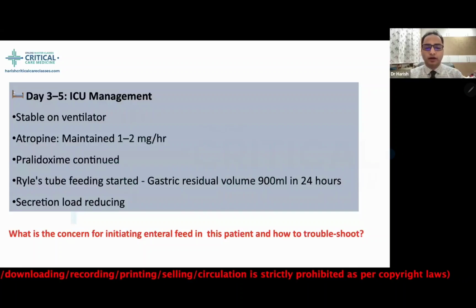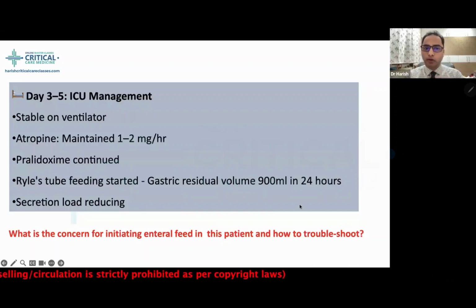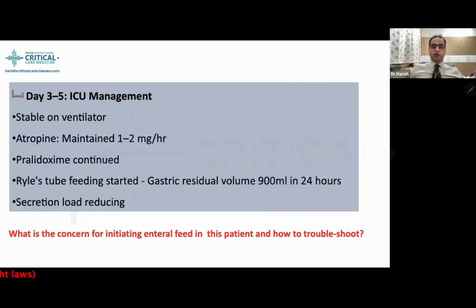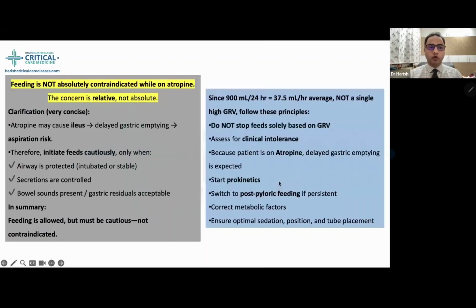Okay. So for initiating enteral feed in this patient, how to troubleshoot this problem? When the patient is having OP poisoning with atropine, what is the thought process on feeding: whether it's a contraindication, absolute or relative, what precaution, how to troubleshoot. Feeding is not absolutely contraindicated while on atropine. The concern is relative, not absolute. Atropine may cause ileus, delayed gastric emptying and aspiration risk.